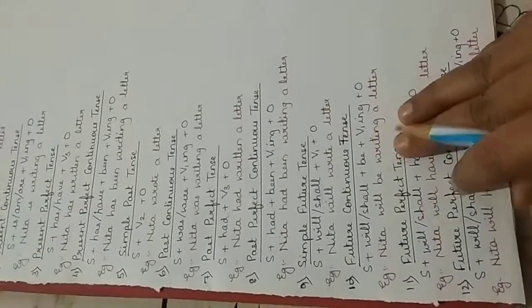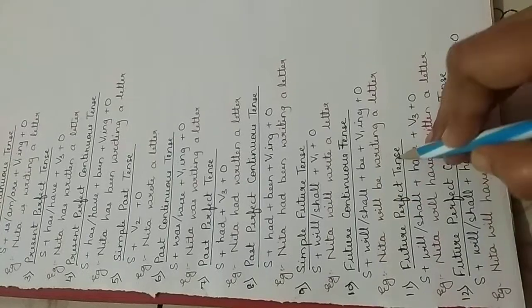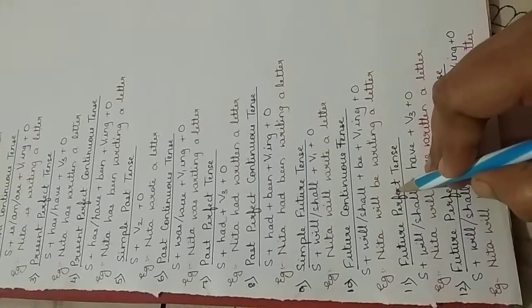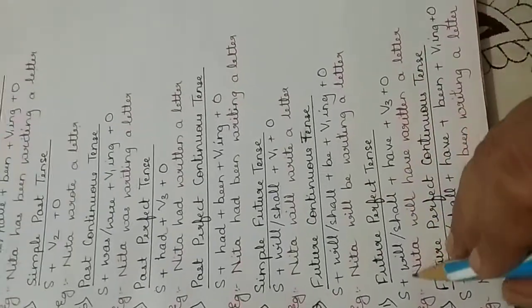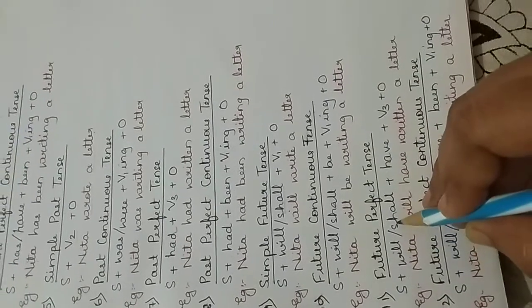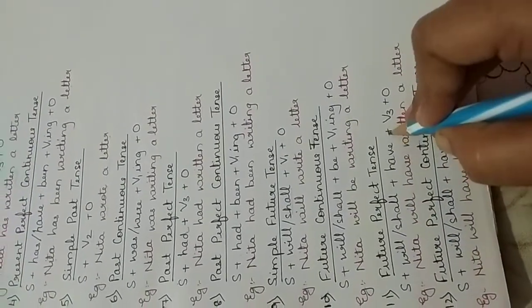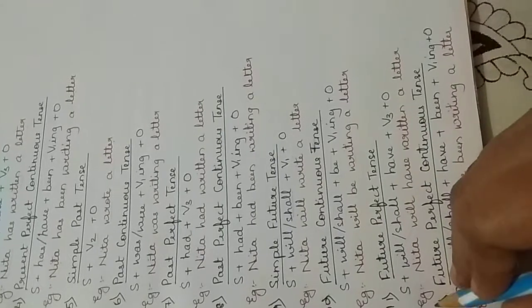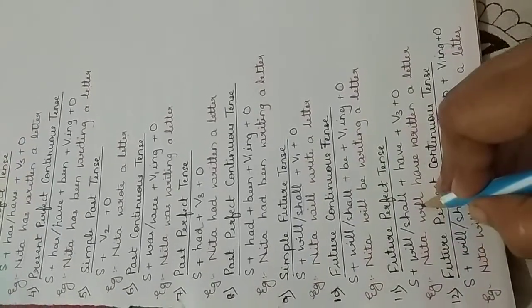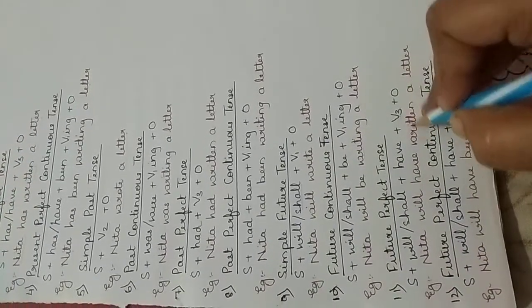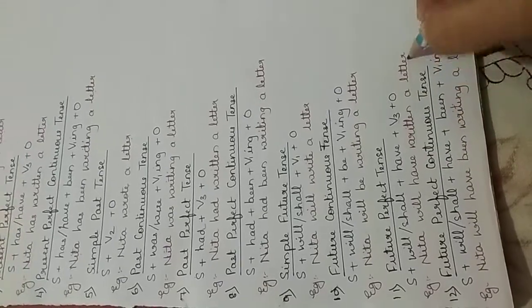Then future perfect tense. Perfect means, as I already told, which is fixed. So subject plus will or shall plus have plus v3 plus object. The example is Neeta will have written a letter, written being the v3 form of write.